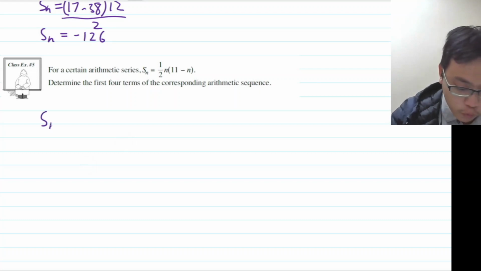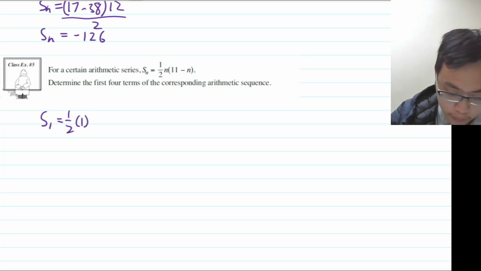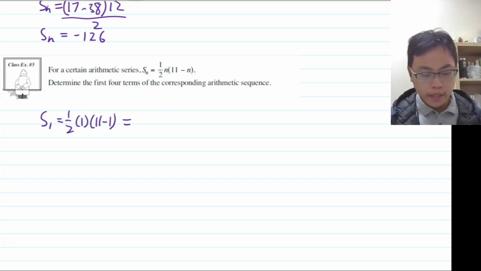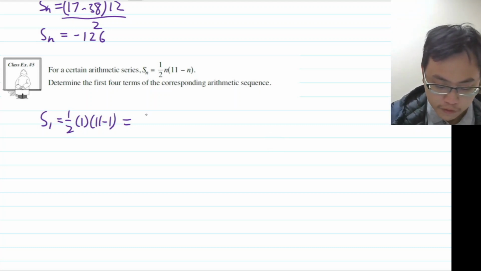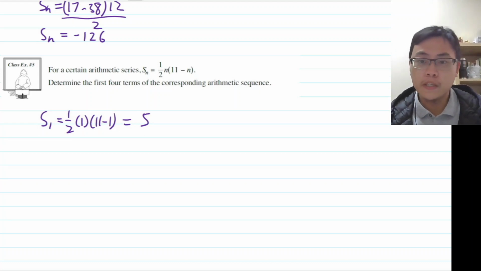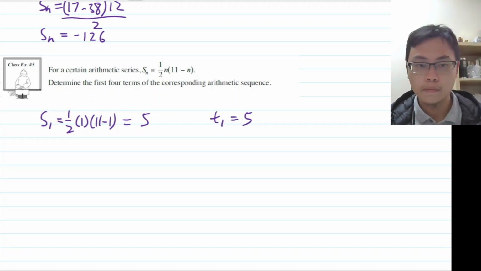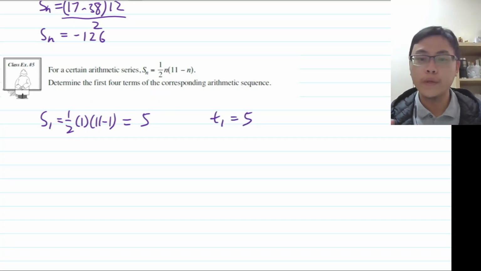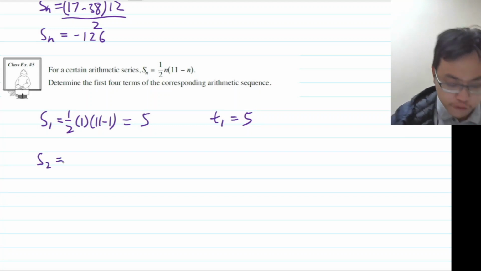If I put S of 1 into my formula, that's half times 1, and then 11 minus 1. 11 minus 1 is 10, and 10 times half is just 5. So if the sum of the first term is 5, that means the first term must be 5, meaning T1 is equal to 5 as well. S1 and T1 are always going to be the same because the sum of the first term is just the first term.